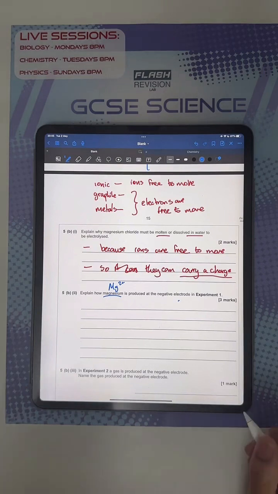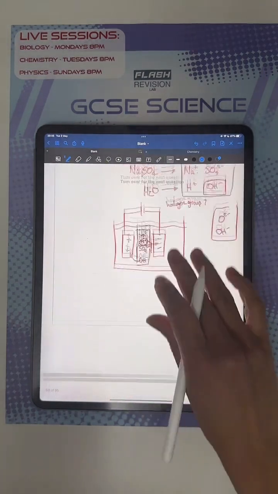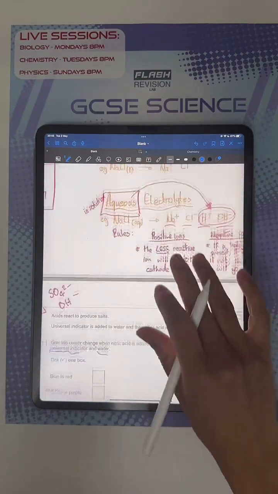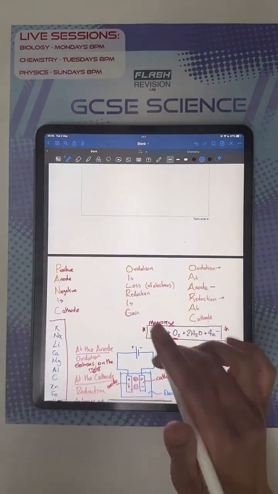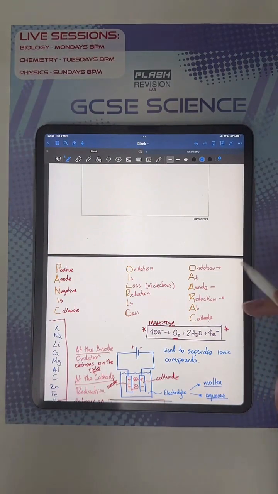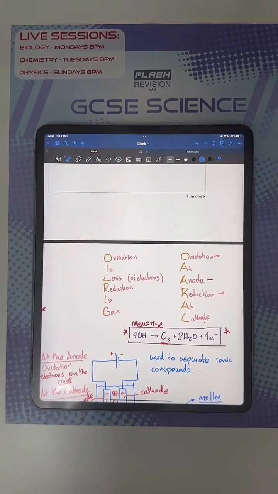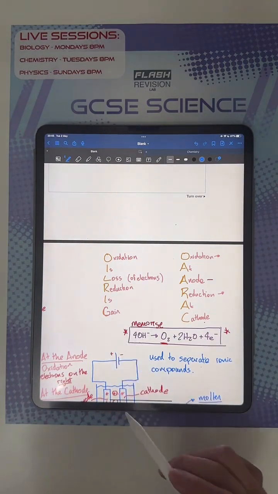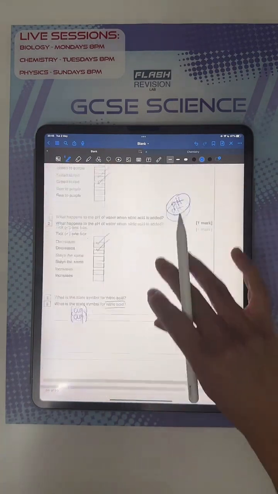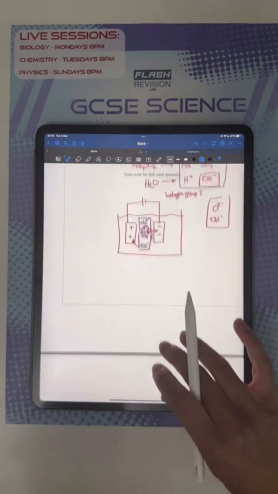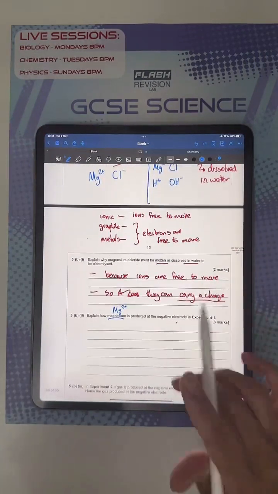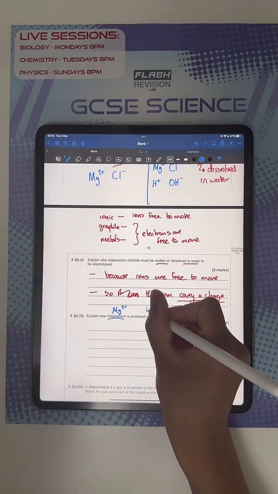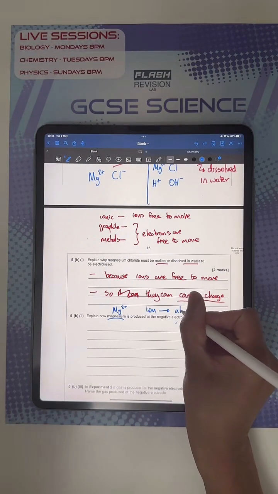Okay, good. So let me tell you, we got a positive ion. Let's look back at our notes. Positive ion, that's being attracted to the cathode. At the cathode, you have reduction. Reduction is the gain of electrons. So you need to mention that the positive ion is going to gain electrons. And how many electrons is it going to gain? How many electrons does magnesium need to gain to become an atom? Remember, it needs to go from being an ion to an atom.